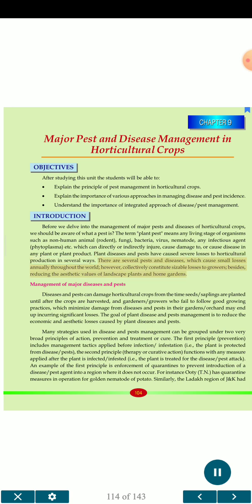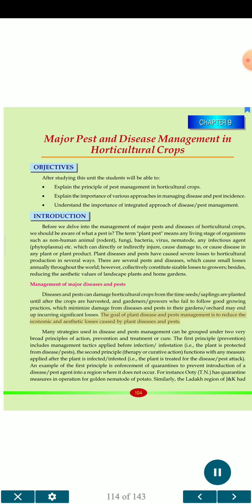There are several pests and diseases which cause small losses annually throughout the world, however, collectively constitute sizable losses to growers, besides reducing the aesthetic values of landscape plants and home gardens. Management of major diseases and pests. Diseases and pests can damage horticultural crops from the time seeds, saplings are planted until after the crops are harvested, and gardeners, growers who fail to follow good growing practices, which minimize damage from diseases and pests in their gardens, orchard may end up incurring significant losses.